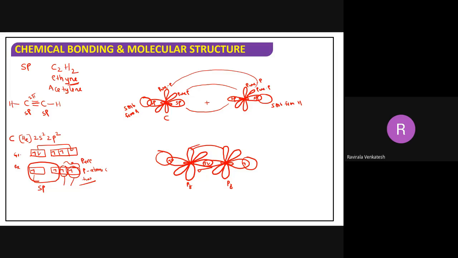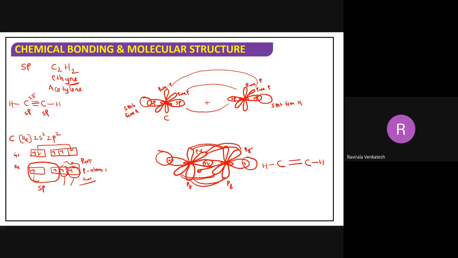Now pz overlapping takes place like this. Next, this will be the py orbital, and py is overlapping like this. This is py, and this one also py. Similarly, overlapping is taking place here as well. Now we can represent this here: C, sigma bond with carbon, and each carbon is bonding with one hydrogen like this. Now we got a pi bond over here.